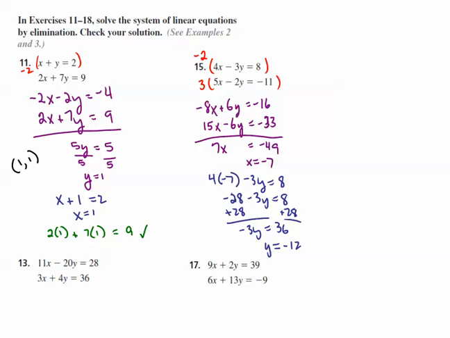It appears then that my solution is x is negative 7, y is negative 12, but I need to plug that into the second equation to test. 5 times negative 7, that's negative 35, minus 2 times negative 12, and that is positive 24. We want to see if that adds up to be negative 11. So we have negative 35 plus 24, and that is negative 11, and so it checks.